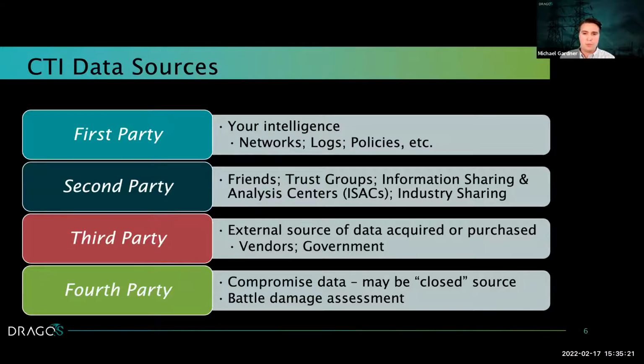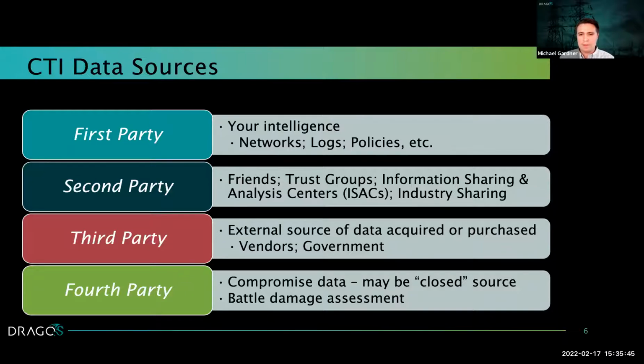So first party is really easy, and you're probably using a ton of it already. This is information on your network. So your logs, your policies and risk assessments, your incident data, your architecture, et cetera. All of this is intelligence, and you can enrich it with other sources that we're talking about here to turn all of that data into useful information.